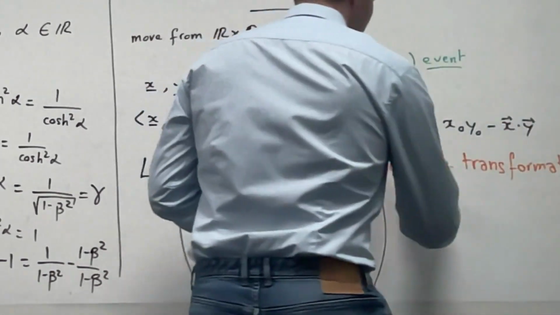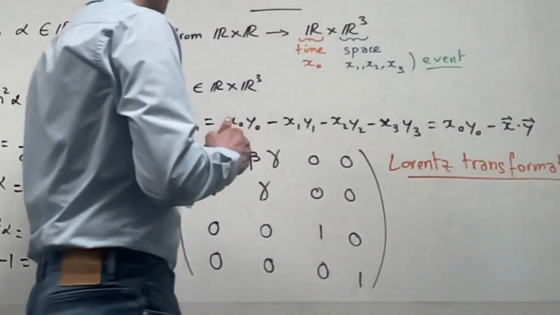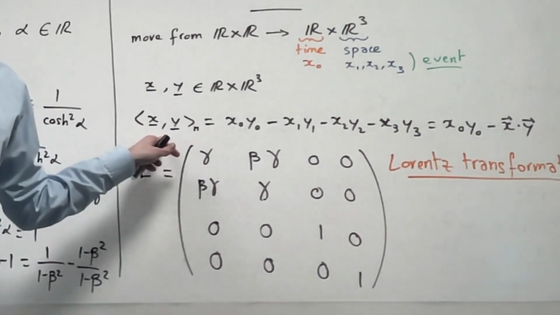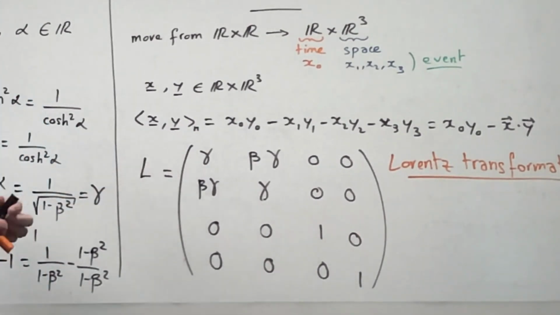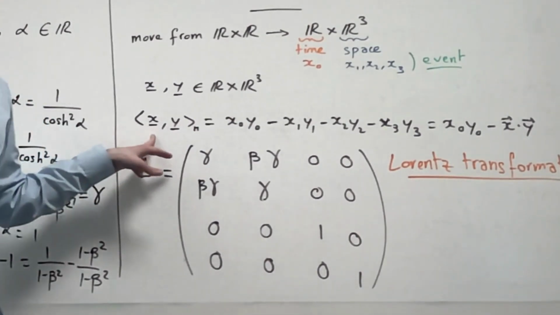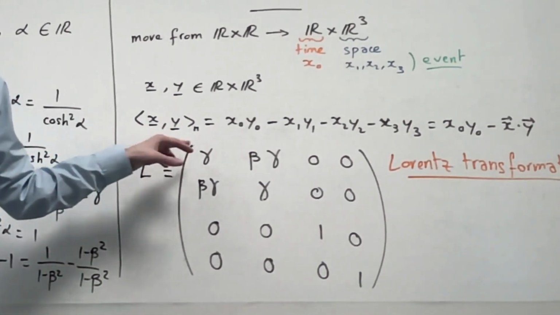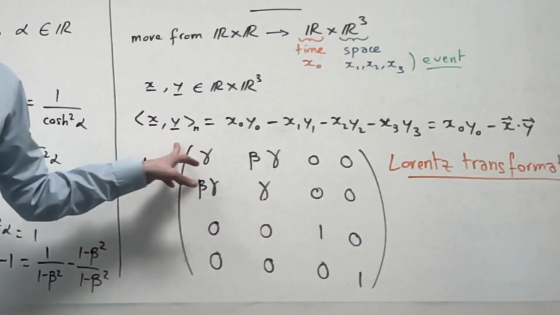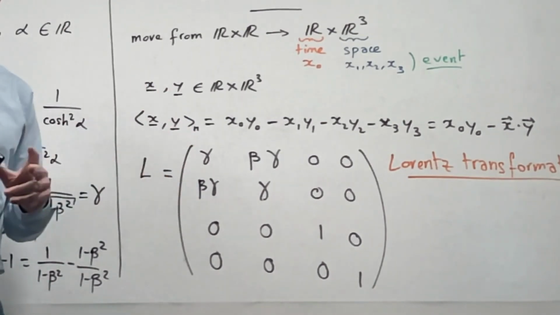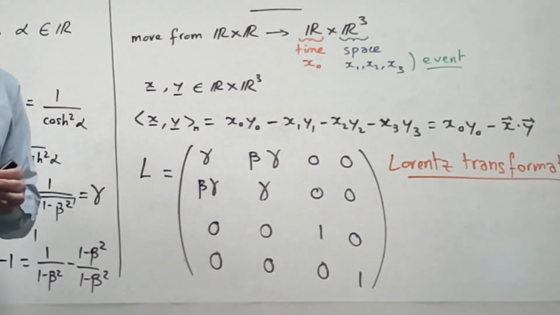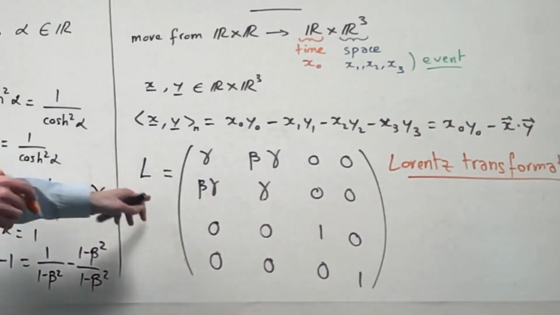And what this does, again, is basically to make the inner product essentially invariant. In particular, it's going to make it invariant for x with any y, but that includes as well x with itself. And that's something we are going to look at in a different video. So that's the Lorentz transformation.